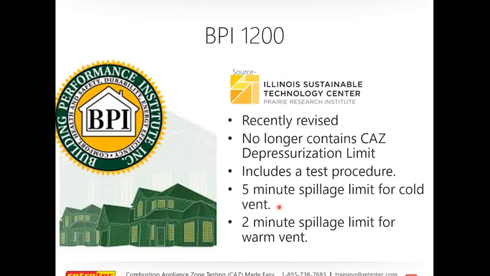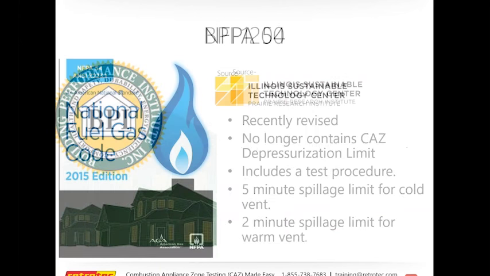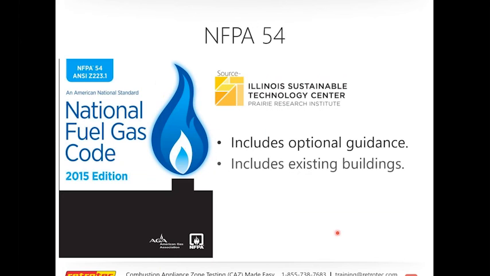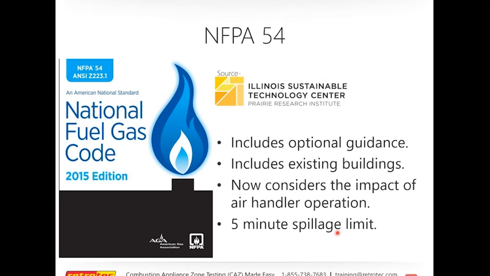So very quickly, I'll just run past NFPA. When I asked what you're interested in, I didn't get too many people saying they're interested in this. But just to let you know, NFPA 54, the National Fuel Gas Code, does have a procedure, and it includes optional guidance. It basically says you can do this, or you can do some other stuff. It includes existing buildings for the first time. Before it was just new buildings. It now does consider the impact of the air handler operation, and just like so many of the other ones, it gives you 5 minutes of spillage limitation.